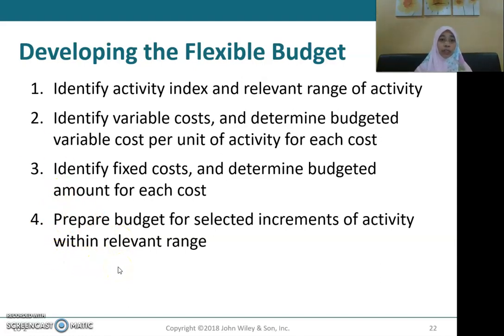So flexible budget gives you more insight or richer information, in the sense that you are comparing apple and apple, like with like. You are comparing at the same level of activity. So in terms of the comparison, it gives you meaningful information. Hopefully you have a better understanding on this. So with that, I thank you.